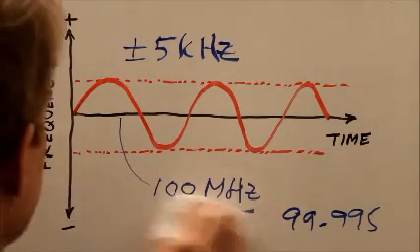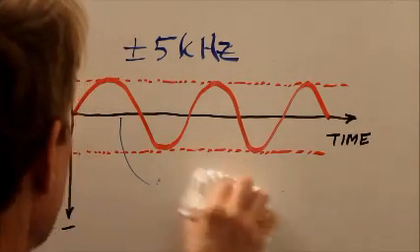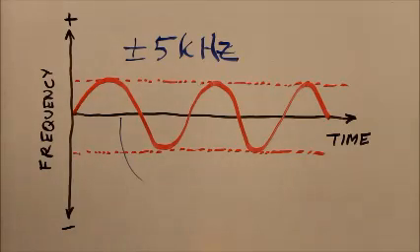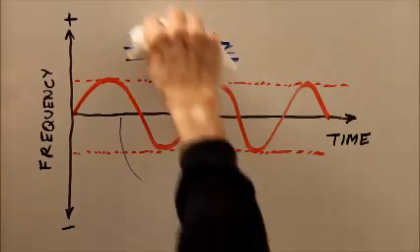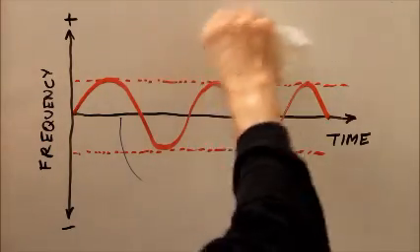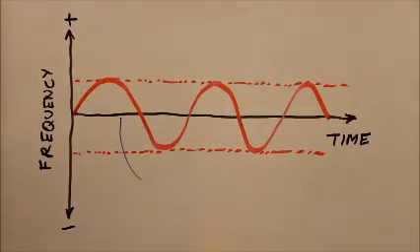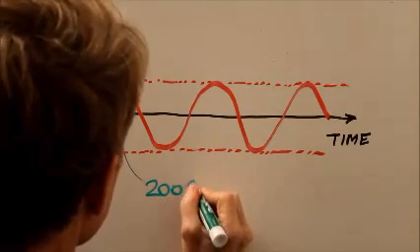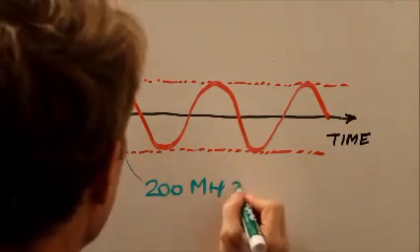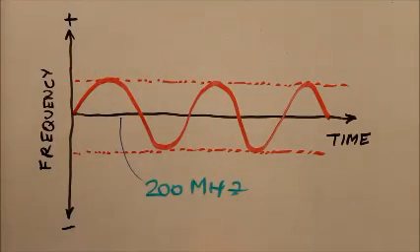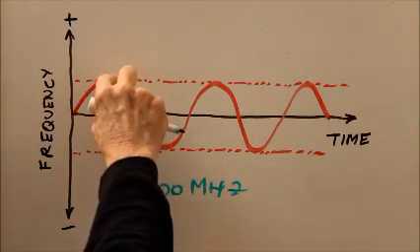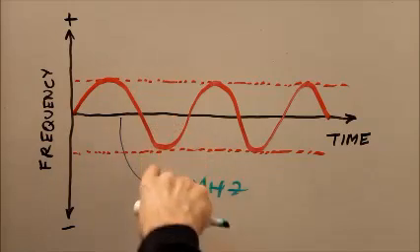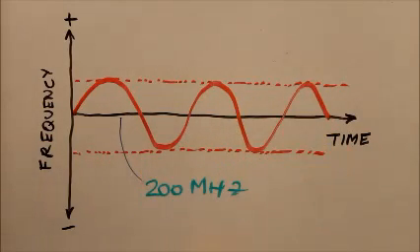Now suppose that we double the frequency, so that instead of a 100 megahertz signal, we now have a 200 megahertz signal. Change colors here. 200 megahertz. And we leave the modulation exactly the same. Well, we're going to double everything. We're going to double each and every instantaneous point of frequency.